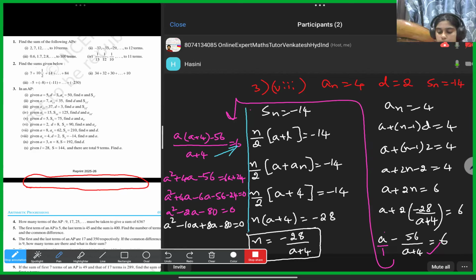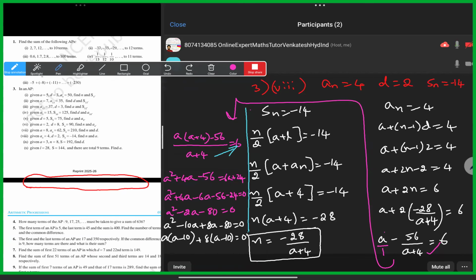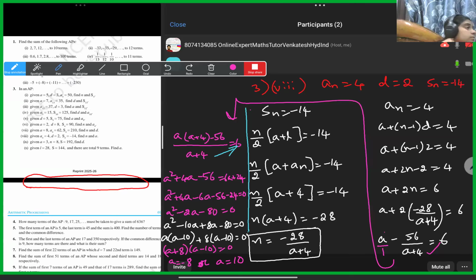No, sir. Okay, so now we will take a common, Hasni. A into a minus 10 plus 8 into a minus 10 is equal to 0. So a plus 8 into a minus 10 is equal to 0. When you equate a plus 8 to 0, you will get a as minus 8. If you equate a minus 10 to 0, you will get a as 10, Hasni.